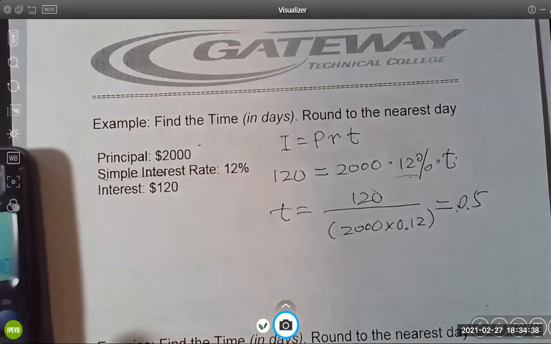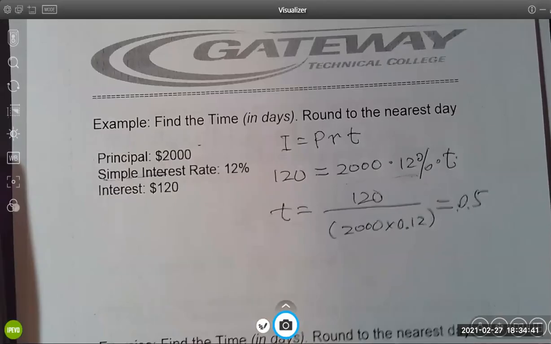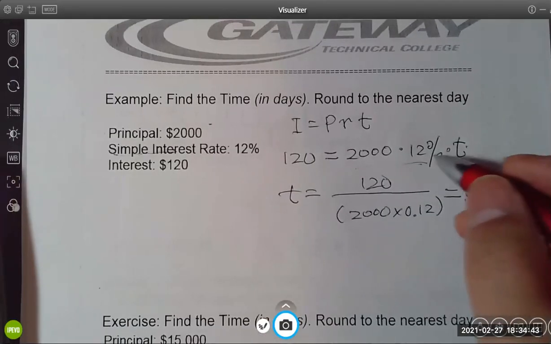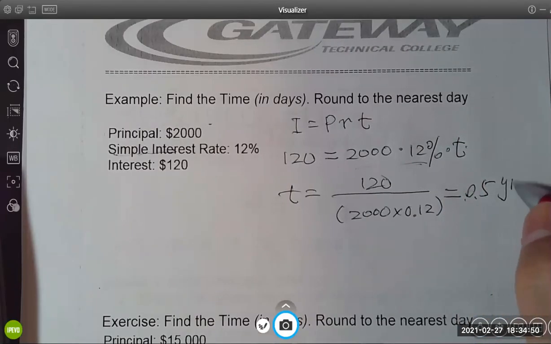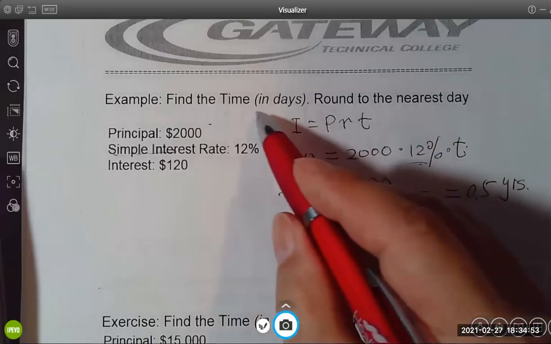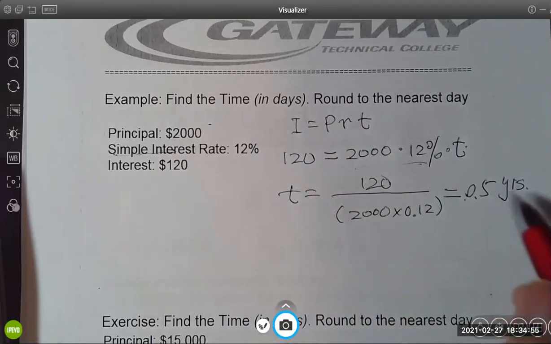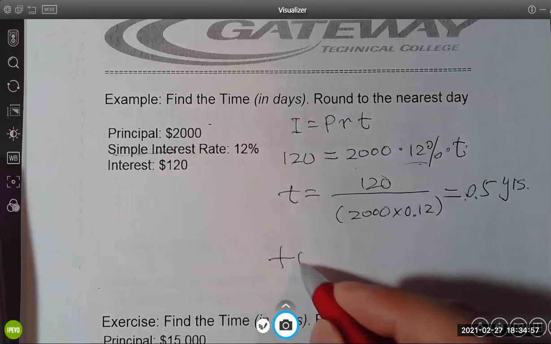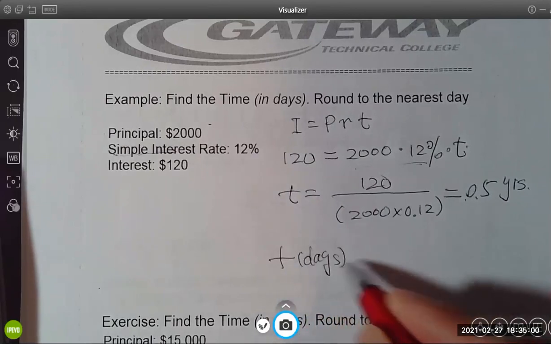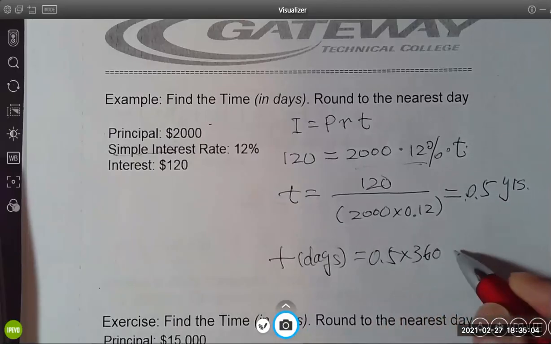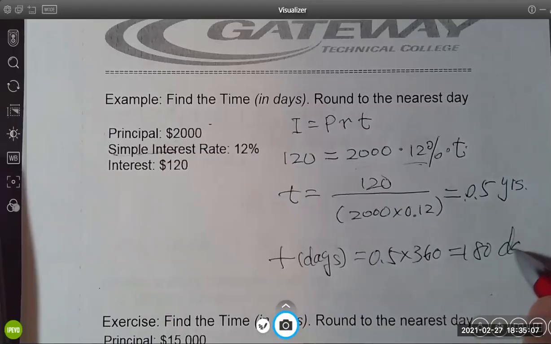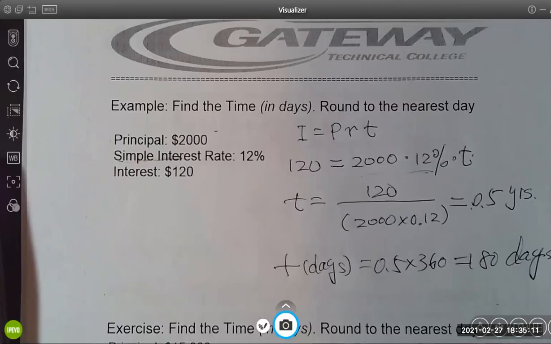So is this the final answer? The answer is no. The reason is that T and the interest rate are always consistent. This is an annual rate, so the T, whatever number you get, is in years. And the other is days. That's why after you get this number, to get time in days, just multiply it by 360. So this is 180 days. This is the final answer. We don't need to do rounding in this case because we get the exact number.